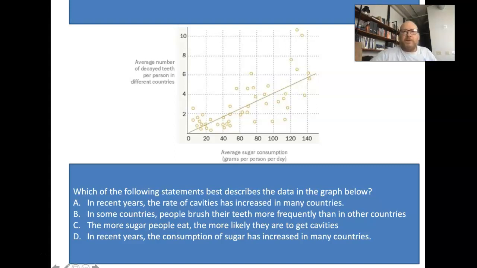Take a look at this graph and tell me which of the following statements best describes the data in the graph above. I guess I should have changed that. I will let you pause, figure that out, and then come back and we'll talk about it.